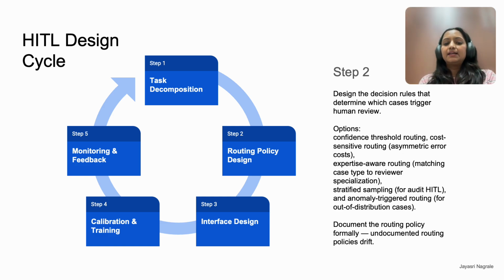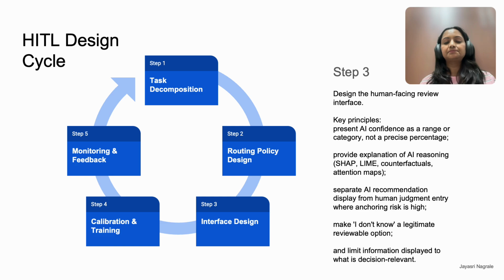The second step is the routing policy design, and this is where you will take in the different types of HITL that we have learned in the past, and we will try to understand at what points for each of the subtasks that we identified in step one we're going to add HITL, and which type of HITL we need to add for each of these.